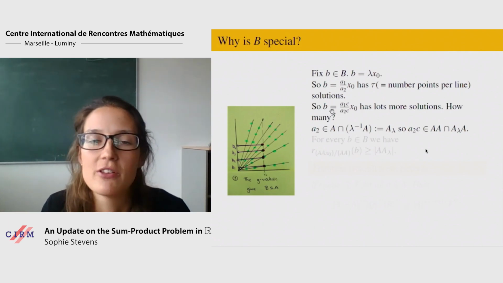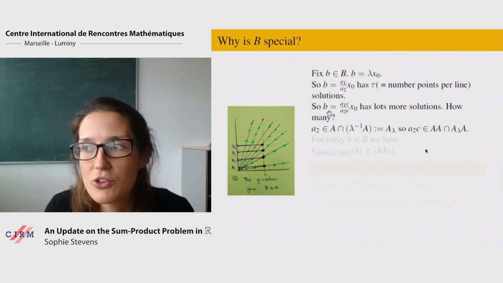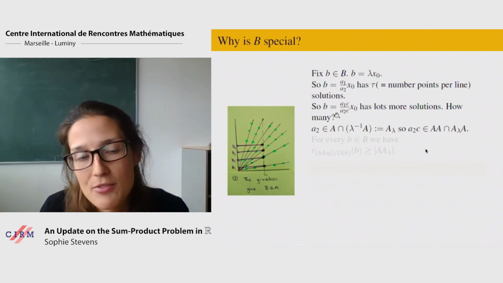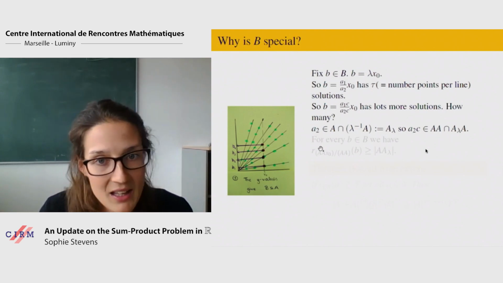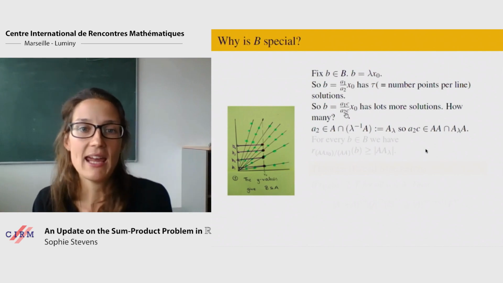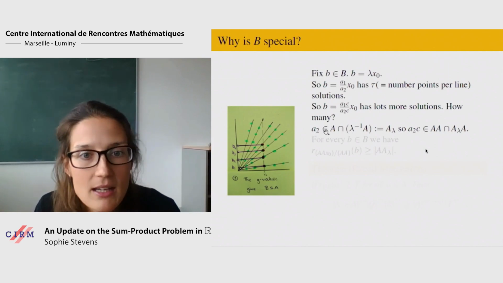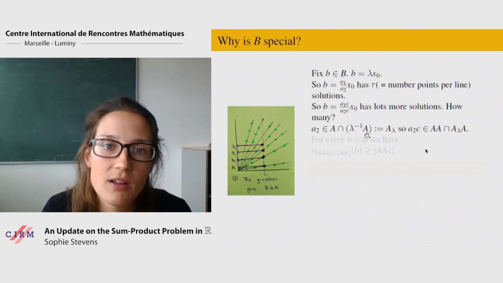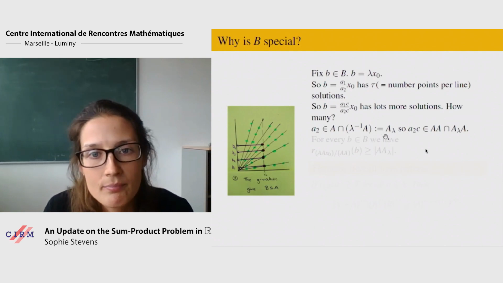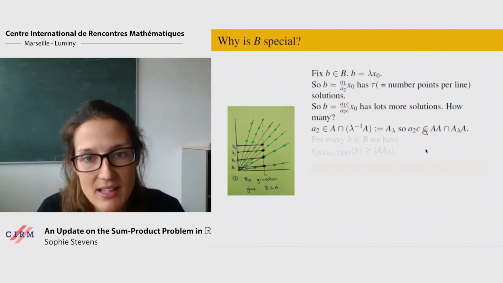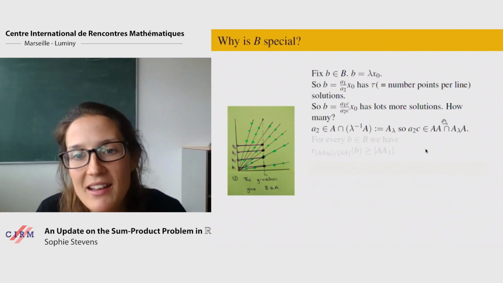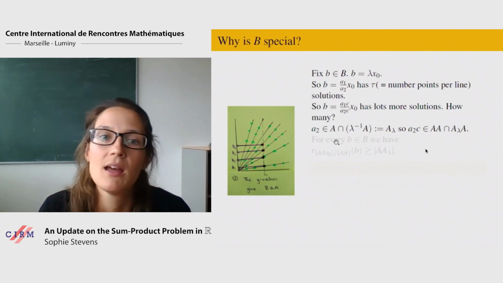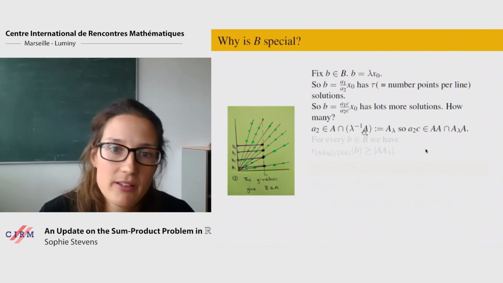So how many solutions does b have? b has at least as many solutions as there are different denominators. So we're now going to ask ourselves, how many different denominators are there? Every denominator here looks like a2 times c. Every a2 lives inside A, but it also lives inside lambda to the minus 1 A. Which means that a2 times c lives inside A times A, but it also lives inside this second set, A lambda times A.